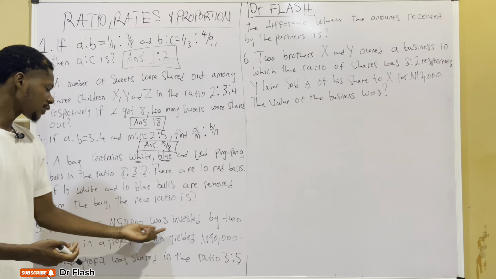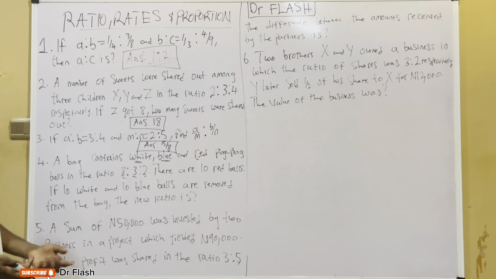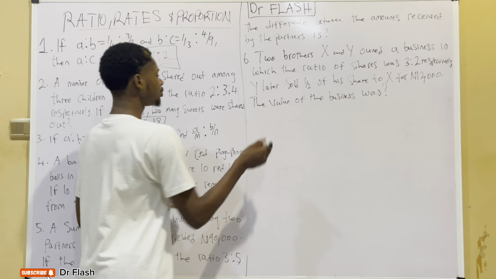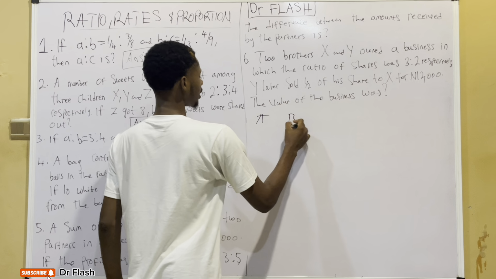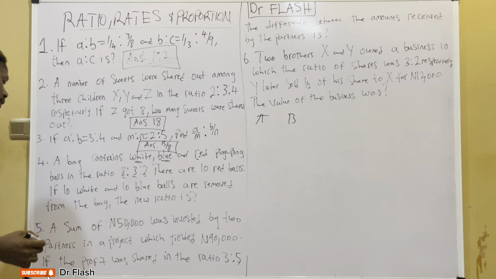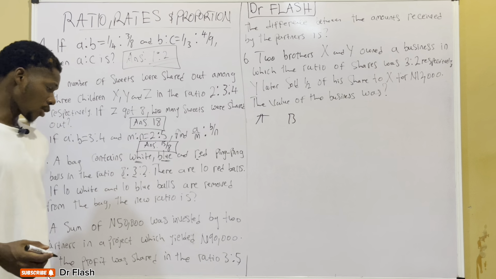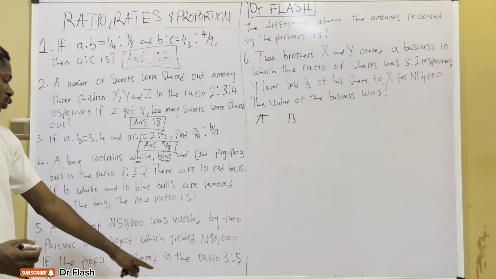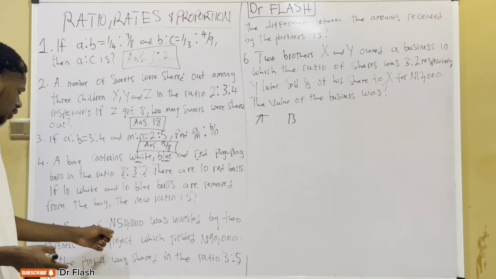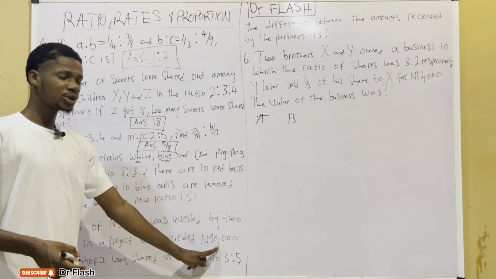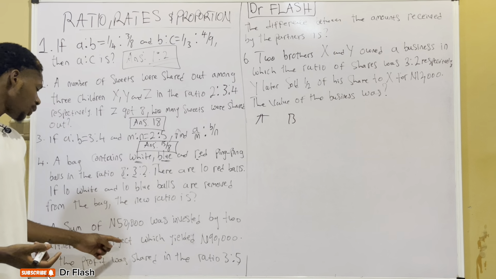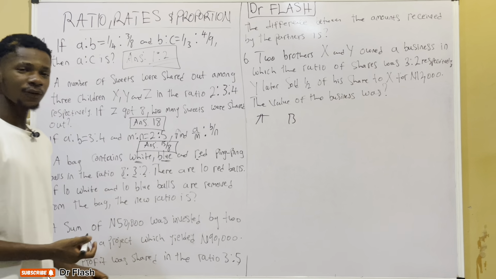A sum of 50,000 naira was invested by 2 partners in a project. Now let's call those partners A and B. So we have partner A and then we have partner B. This was the money they invested, and it yielded 90,000 naira. Wow, what a good business. If the profit was shared, now they said the profit was shared, not the money they invested, neither the total amount. The profit is simply what now? 90,000 minus 50,000 naira.